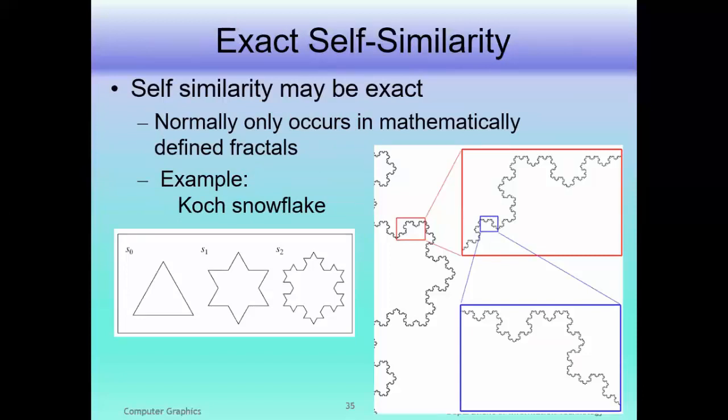This is an example of self-similarity, which may be exact. It normally only occurs in mathematically defined fractals. An example is the Koch curve. We will see this Koch curve and Koch snowflake in detail further on.